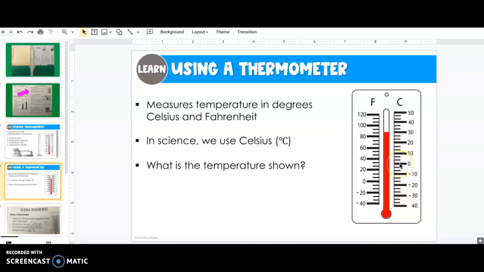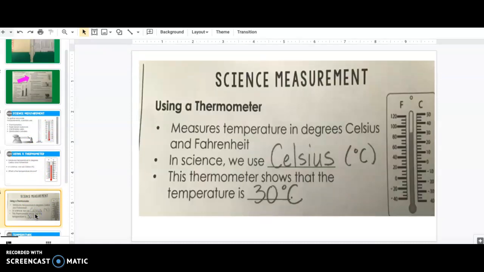So we can see that each very solid line goes up by 10. All right, so if I look at this one and I follow it all the way up, it looks like it goes right here. So we can tell that the temperature being shown is 30 degrees Celsius. Okay?